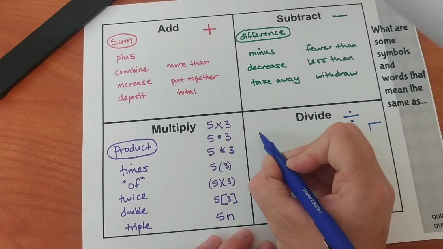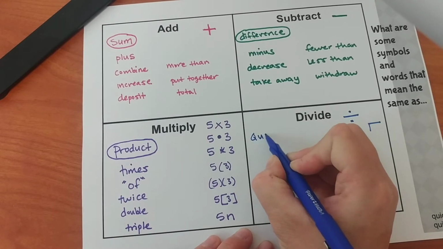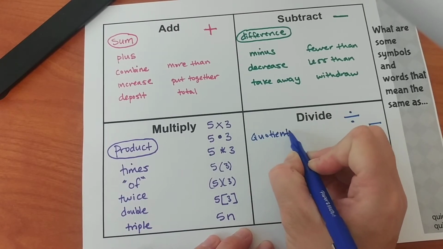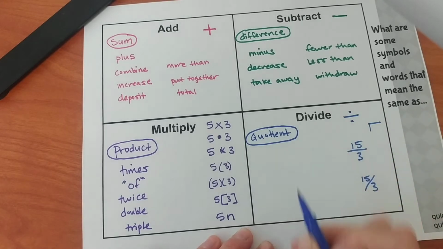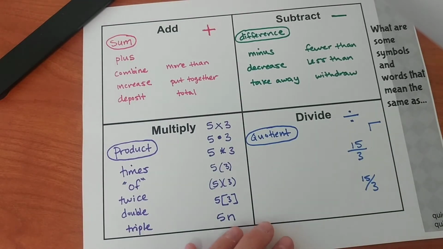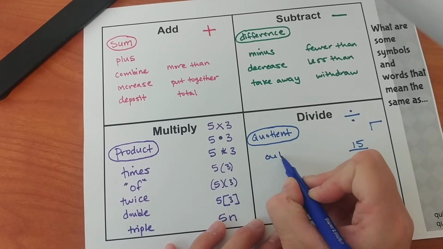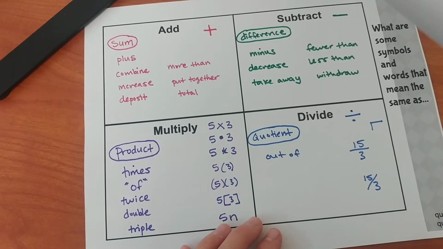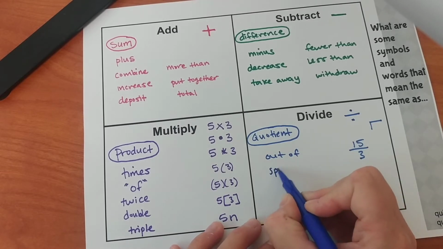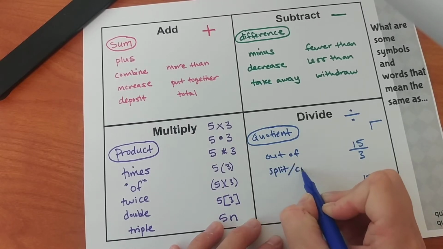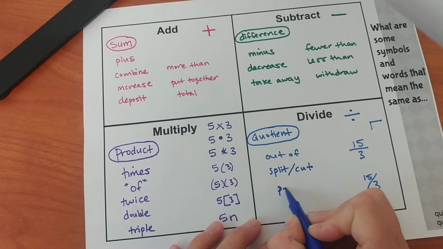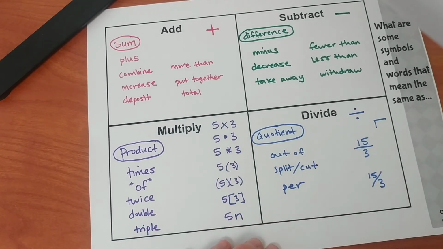The mathematical word for divide is quotient. If I ask you to find the quotient between two numbers, that tells you to divide. But what else would mean divide? Well, maybe out of. I could say 3 out of 15. That means 3 divided by 15. I could say split or cut evenly, right? I could say per. All words that tell us to divide.